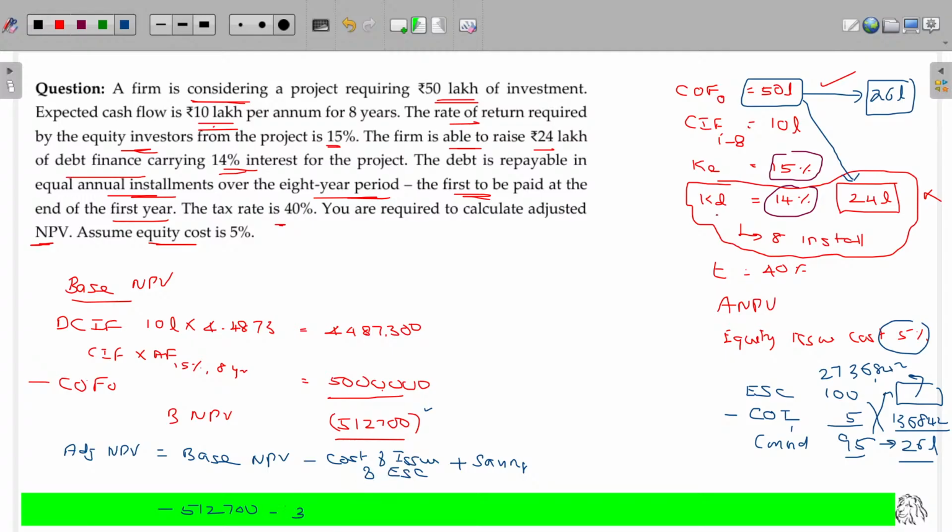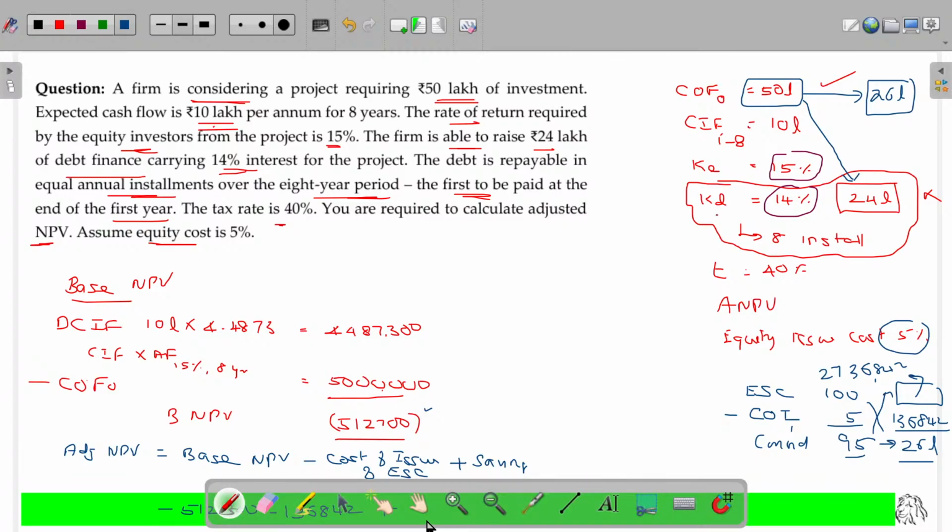Also loss, 1,36,842 is also loss. By moving to the debt component, you will be saving the tax. Is that okay? That tax savings can be added here. So I have to find out the tax savings separately. Okay, so I will finish up calculating that one here.